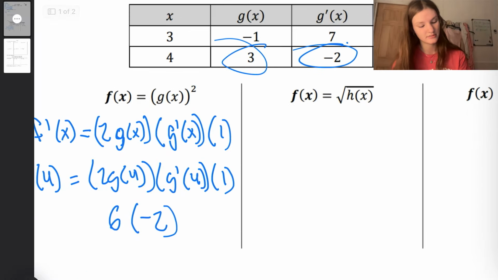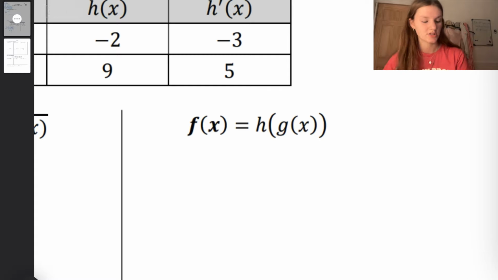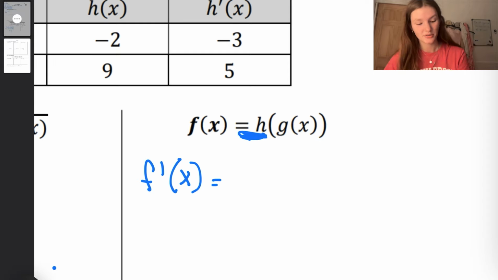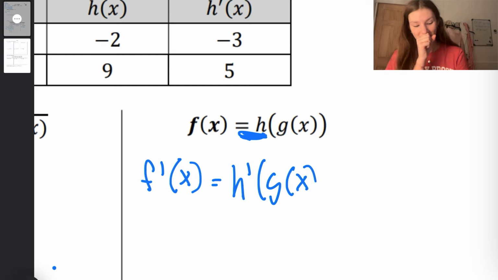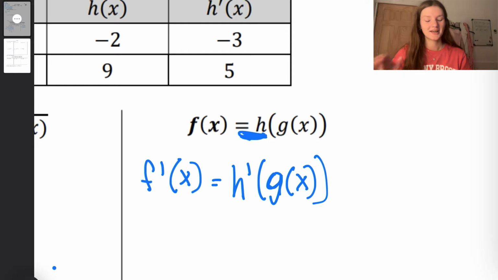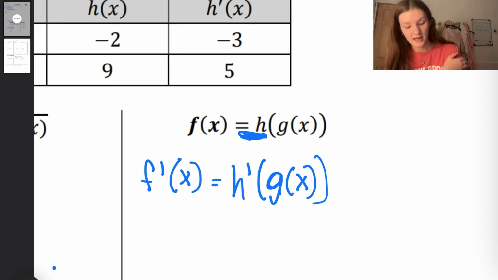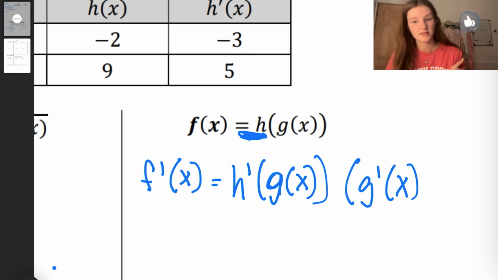Wait, guys, I lied. I feel like this one actually maybe we should go over because it looks a little bit challenging. So the derivative of f of x. The outside function here is h. So we'll do the derivative of h of g of x, because you have to take the derivative of the outside. So you just took the derivative of the outside, the derivative of h, and then times the derivative of g of x, because that's inside.